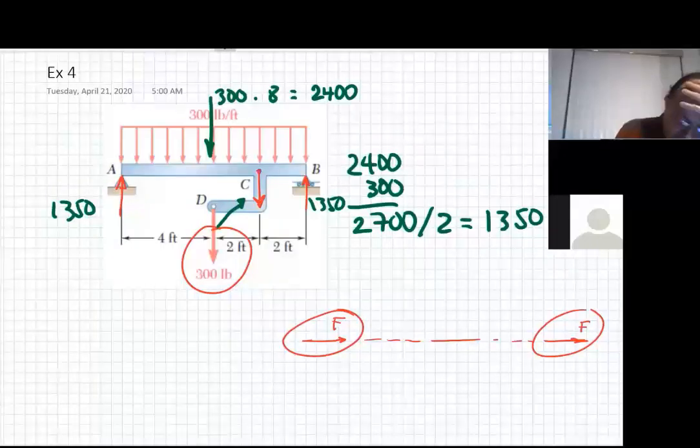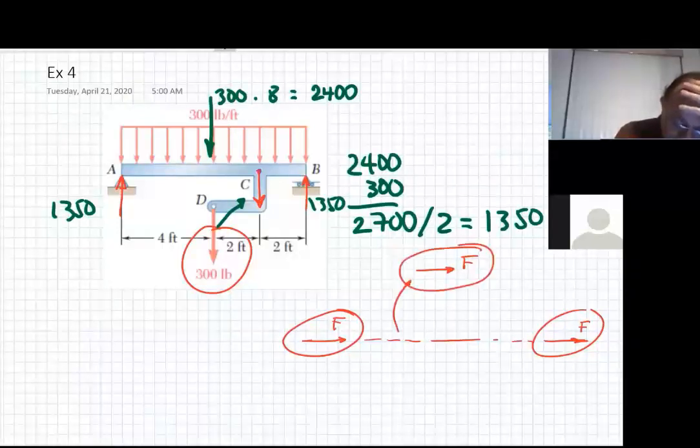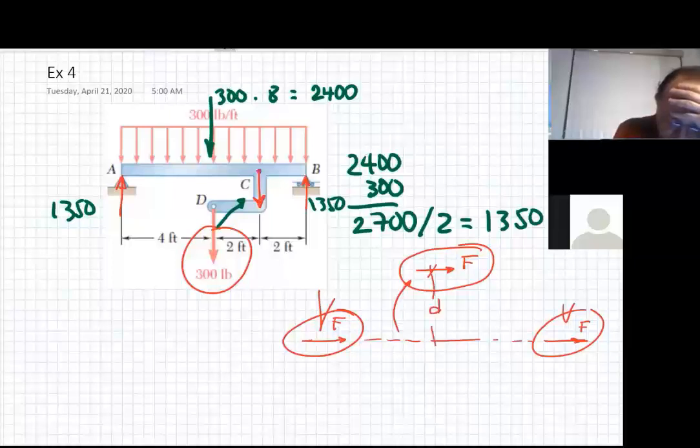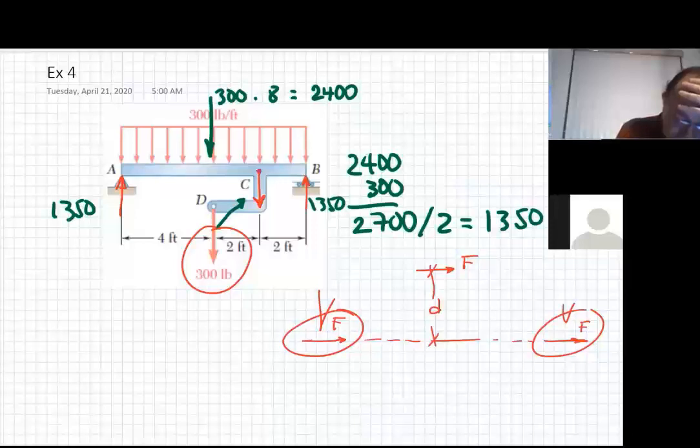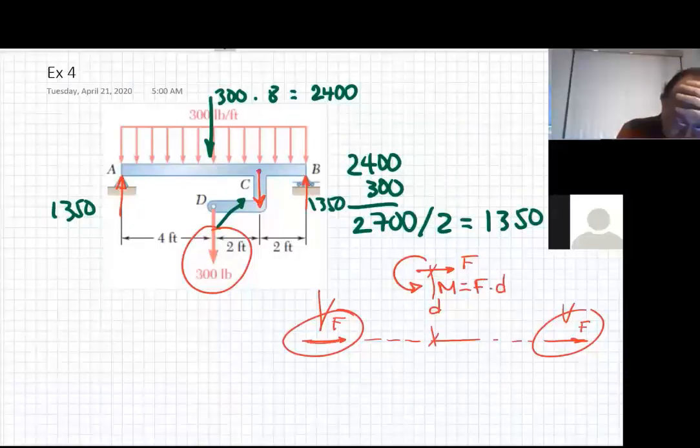But if you move it out of the line of action like that, you have to pay a price. You cannot move it like that. This F is not the same as this F, because now it's not on the same line of action. There is some distance here, let's call it D. So in order to move it over there, you have to add a moment equal to F times D, where the moment is the moment that the load produces over the point where we are moving it.